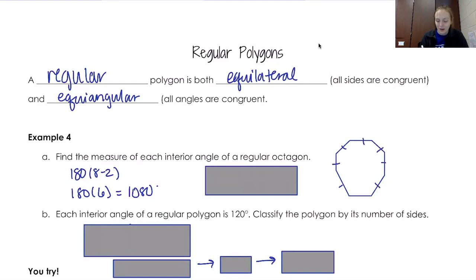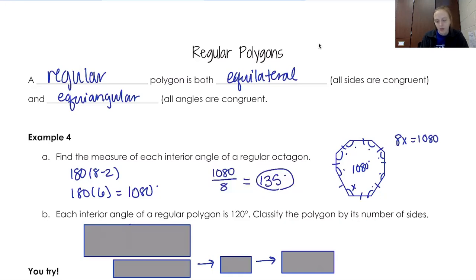These are all congruent, which means all these angles are congruent, right? Well, if I know that the sum of the interior angles is 1,080 degrees, and all those angles are the same, let's call it x, then I can take 8x, because if I add up all these little angles, and they're all x, it's just 8x, equals 1,080. So you're just going to do 1,080 divided by 8, which is 135 degrees.